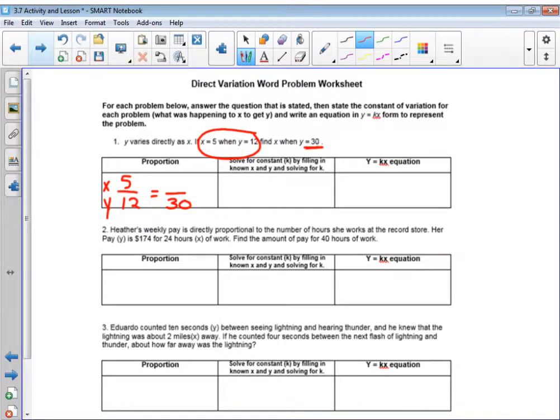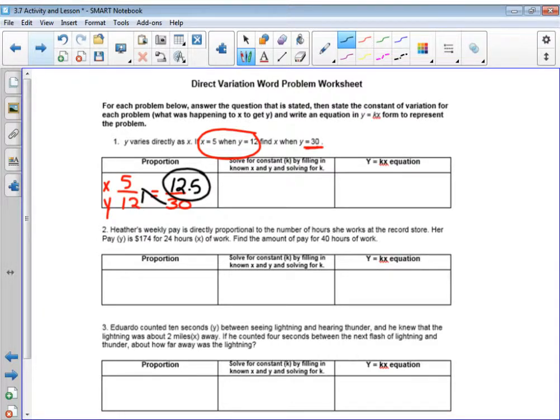So 30, and this is reviewing stuff that we've done previously, 30 times 5 is going to give me 150. And then 150 divided by 12. So divide by the third gives me 12.5. Okay, so I just found out that x equals 12.5, so that's solving the first problem. The next thing is they want us to solve for the constant, or the k, by filling in our known x and y and solving for k.